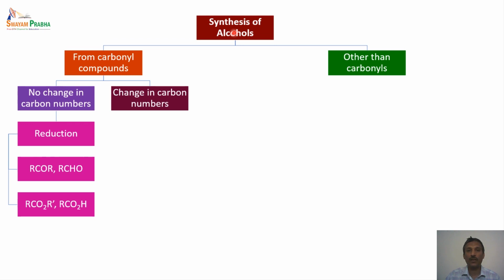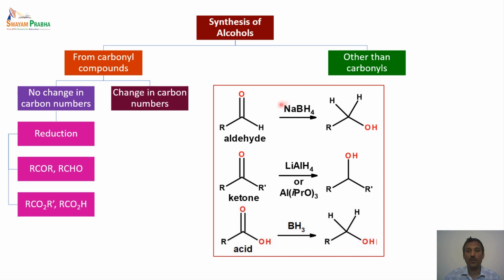Let us look at some examples briefly. An aldehyde when reduced with sodium borohydride gives a primary alcohol. In this case the number of carbon atoms remains the same. A ketone can be reduced using lithium aluminium hydride, aluminium isopropoxide or even sodium borohydride. All these three reagents can be used for the reduction of carbonyl compounds, especially ketones, and give a secondary alcohol with the same number of carbon atoms. There is no change in the number of carbon atoms.